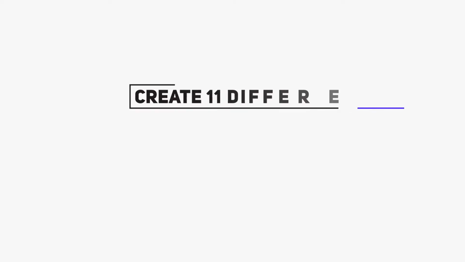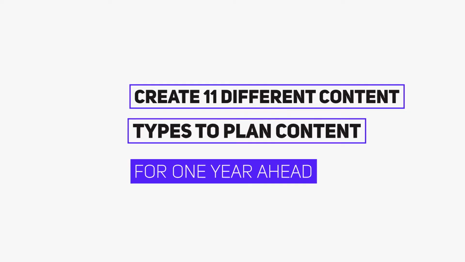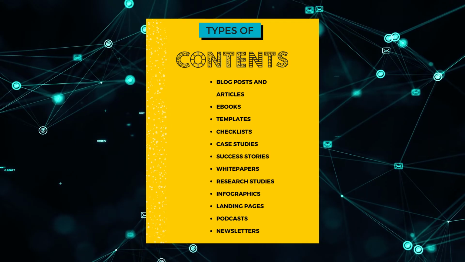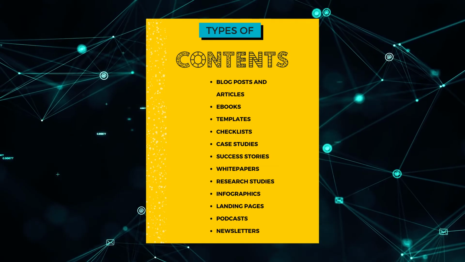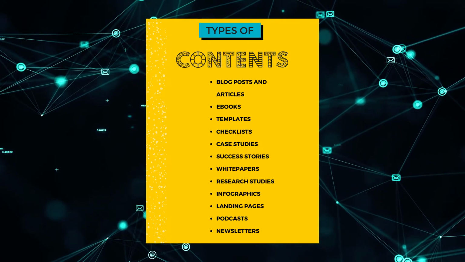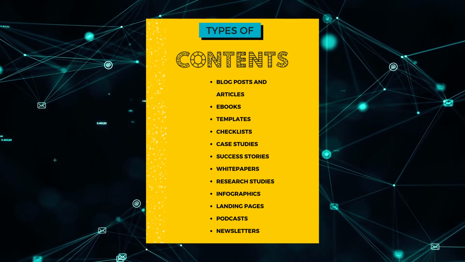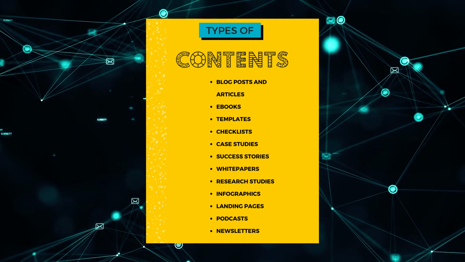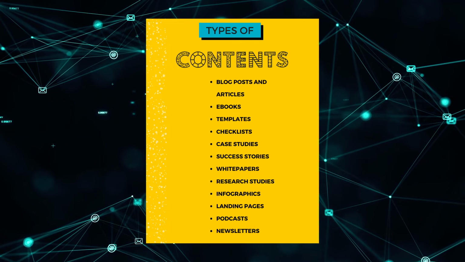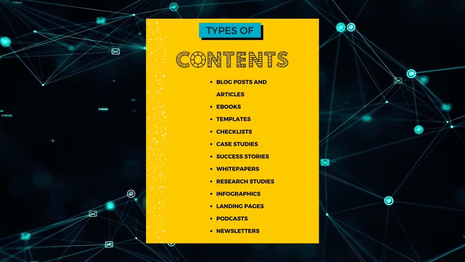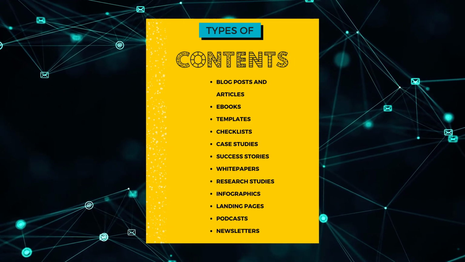Create 11 different content types to plan content for 1 year ahead. When it comes to content planning, using a variety of content types is a great way to keep things interesting. Blog posts and articles, ebooks, templates, checklists, case studies, success stories, white papers, research studies, infographics, landing pages, podcasts, newsletters. That's why I've put together this list of 11 content types to plan content for 1 year ahead. By having a plan for each of these content types, you'll have no trouble coming up with ideas for new content.